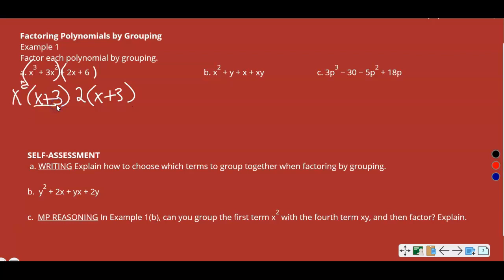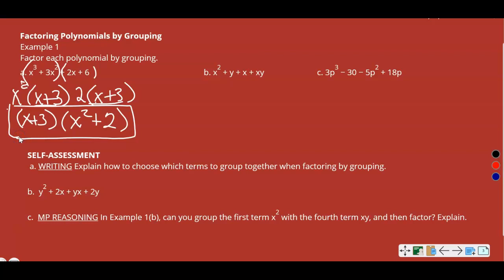Now I can see that my greatest common factor here is the binomial x plus 3. So I have x plus 3. And then I'm going to put my x squared with my plus 2. And I am done. So this is completely factored.